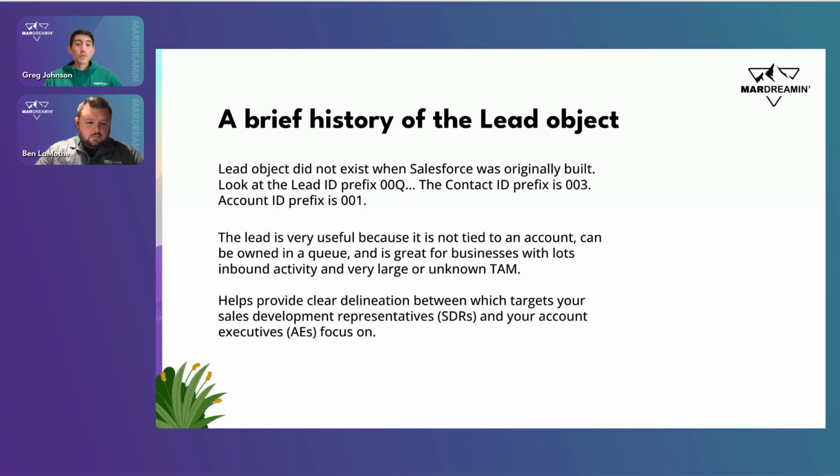The lead is really useful because it's not tied to an account. So this is useful if you have a lot of inbound business and you have a very large or unknown total addressable market. It also helps you clearly delineate between who you want your sales development team reaching out to and who you want your account executives reaching out to. The lead is essentially an unknown, unqualified entity. The contact, once the lead is converted, is a known qualified entity who is ready for your account executives.